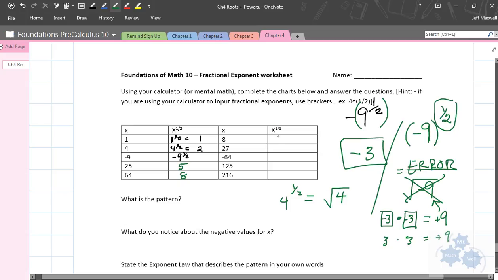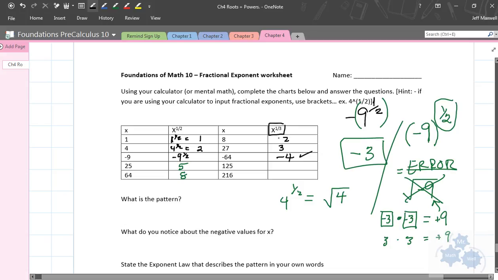X to the 1/3, what did you get here? That should have been 2, correct. What about this? 27 to the power of 1/3, that should be 3, good. Now, obviously this is negative, so we're going to have an issue with a fractional exponent, right? What did you get here? Error? Did everyone get negative 4? Oh, everyone got negative 4. Well, guess what? That is absolutely correct. Negative 4. Yes, okay, you're right. So you guys are on it already.